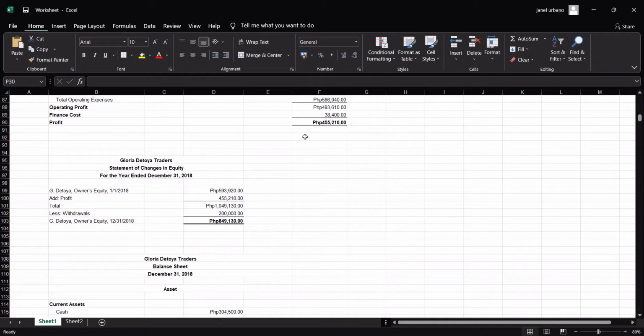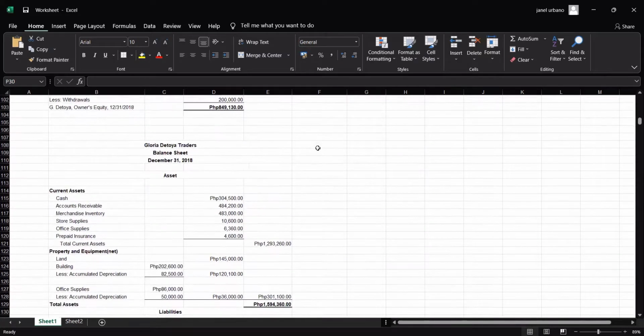So, the total is 1,049,130 pesos. Less the withdrawals of GD Toya, 200,000. That gives us the statement of changes in equity with the ending owner's equity of 849,130 pesos. So, let's go now to the balance sheet.